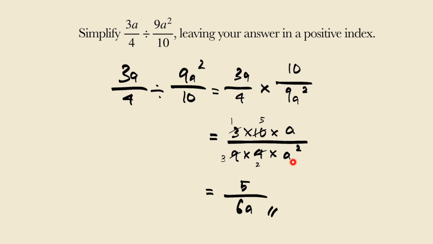After that, we'll just notice that the numerator is 5, the denominator is 3 times 2, which is 6, and a is left. In this case, I'm focusing only on one pair of numbers at a time, which I feel makes me less prone to careless mistakes.